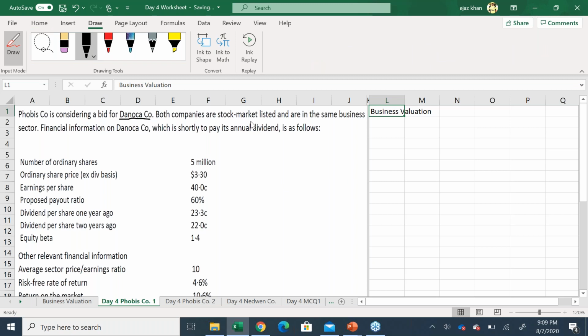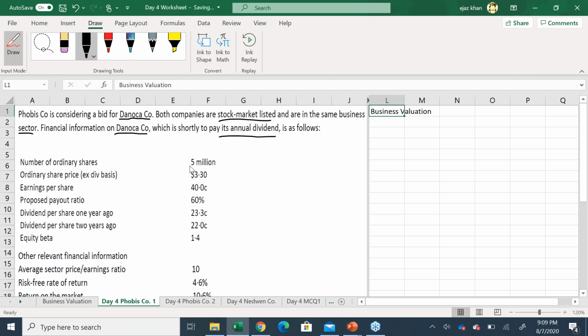Both companies are stock market listed companies, and are in the same business sector. Financial information of Denoka company, which is shortly to pay its annual dividend. It hasn't paid its dividend, but it is about to pay its dividend. Okay. This is the information for Denoka company. That's very important, right? It's the information for the target company.